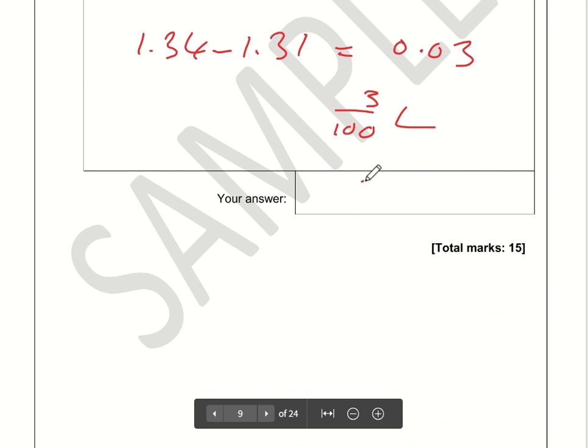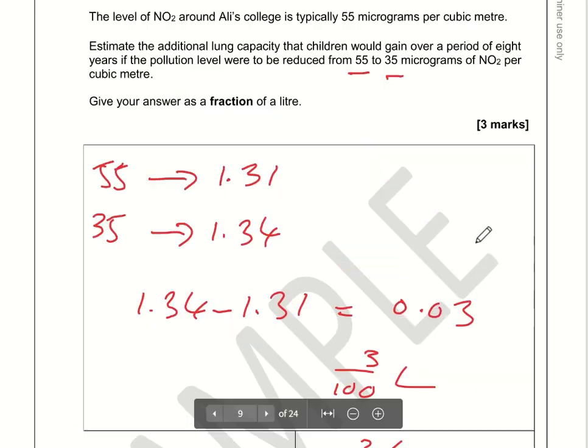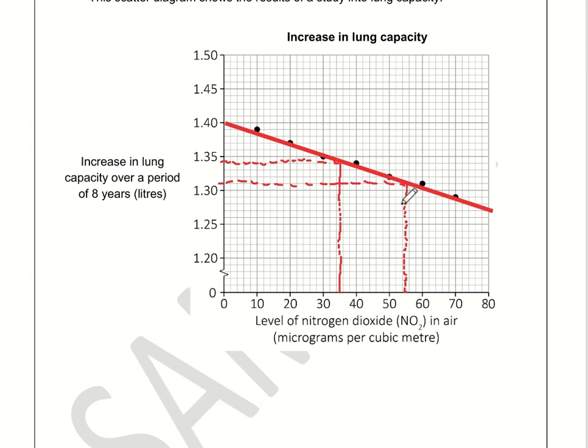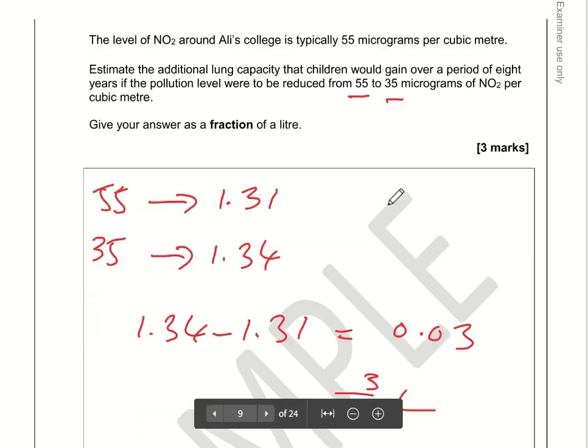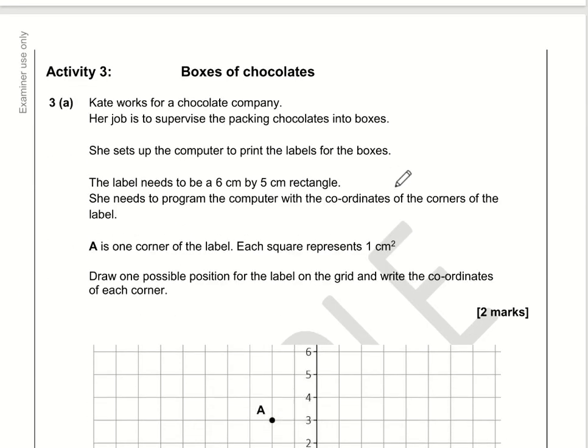So there we go. And I believe in the mark scheme there is a range of answers that are acceptable, again because reading the graph isn't that straightforward, and you might have drawn a slightly different line of best fit to what I've done. Okay, moving on to question number 3 now.